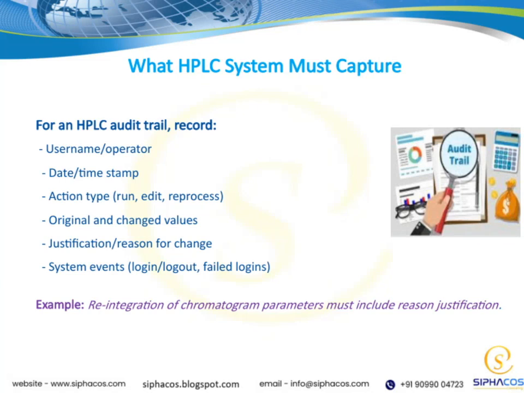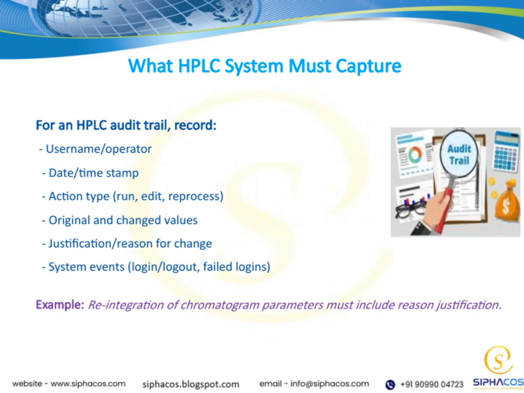Now, let's talk about what an HPLC system must capture for an effective audit trail. First, it's essential to record the username or operator who is performing the action. This helps us trace back to the individual responsible. Next, we need to log the date and timestamp of each activity, so we know exactly when each action took place. It's also crucial to record the type of action performed, whether it's a run, an edit, or a reprocessing of data. This helps us understand the context of each change.